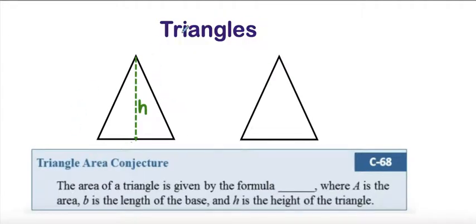Well, let's take a look at a triangle. Now this is a little bit different. It's not a 4-sided figure, it's only a 3-sided figure. Again, notice where I have the height, straight from top to bottom, forming a 90-degree angle. The height is not one of the sides. That is not our height.